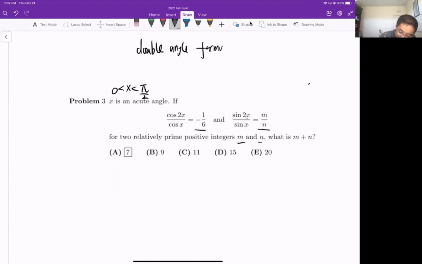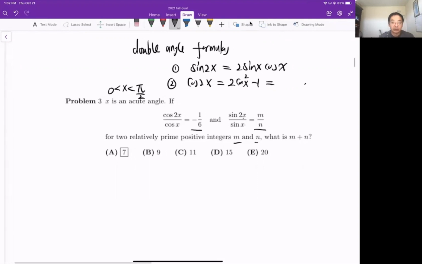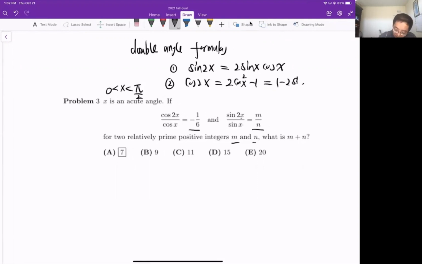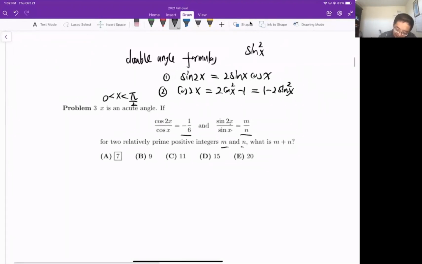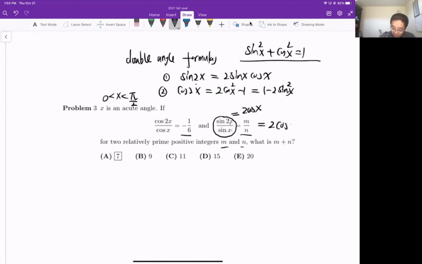So first one, we know sine 2x equals 2 sine x times cosine x. And number 2, cosine 2x equals 2 cosine squared x minus 1, or if you use sine, then this is 1 minus 2 sine squared x. All right. So here, of course, we use the basic fact, sine squared x plus cosine squared x equals 1, right? Okay. Now, from here, if I use sine 2x equals 2 sine x cosine x, I will get that this one is just equal to 2 cosine x.